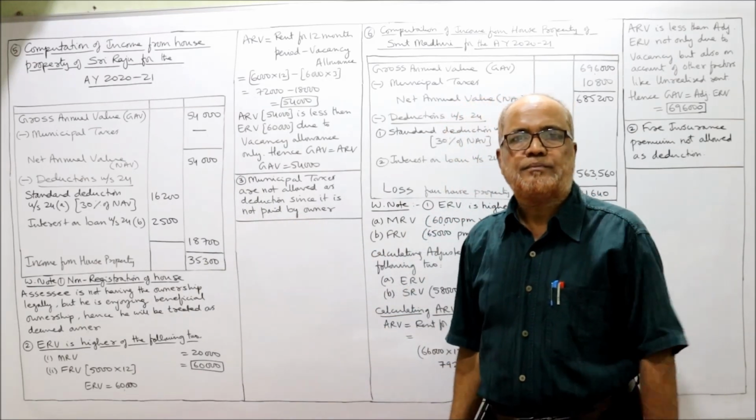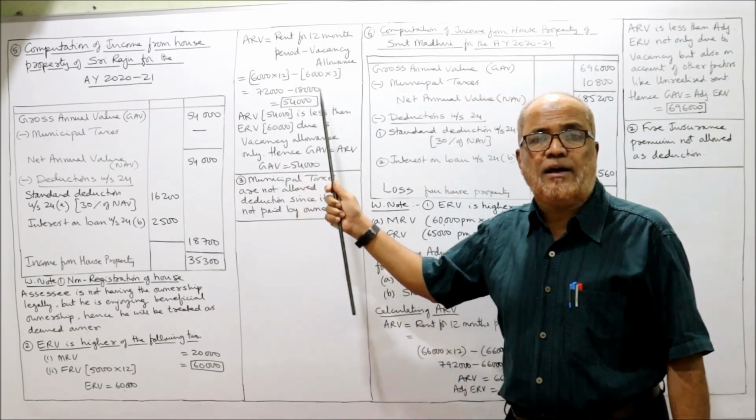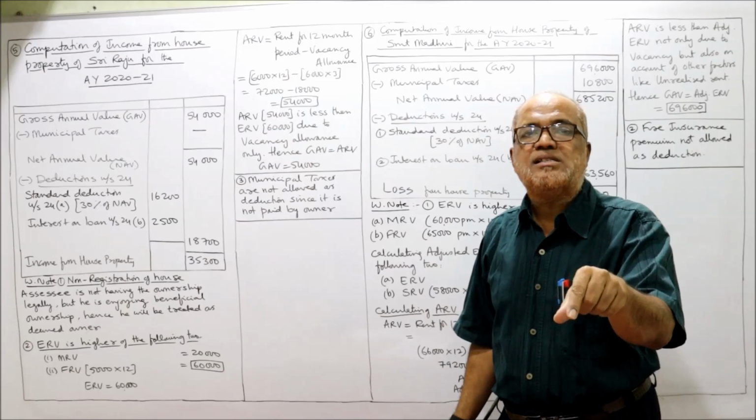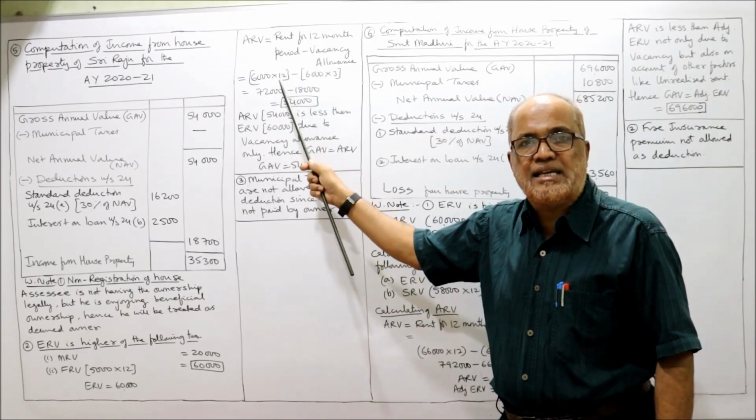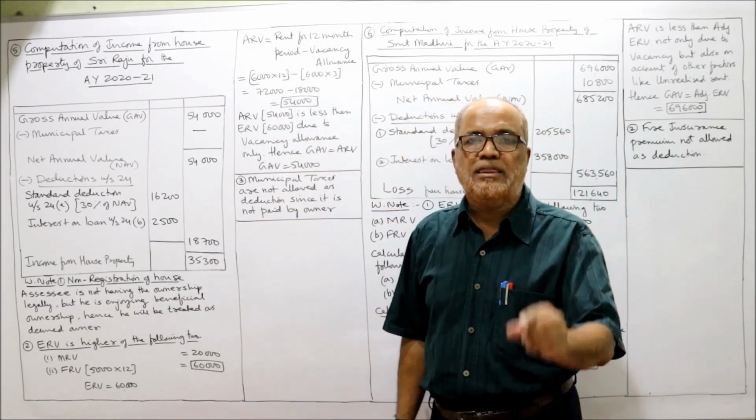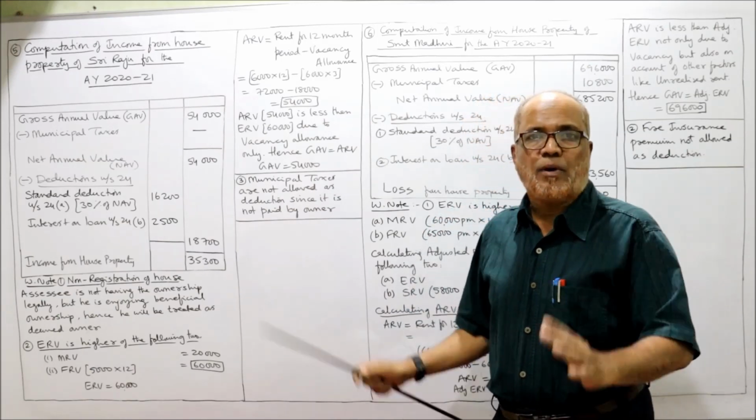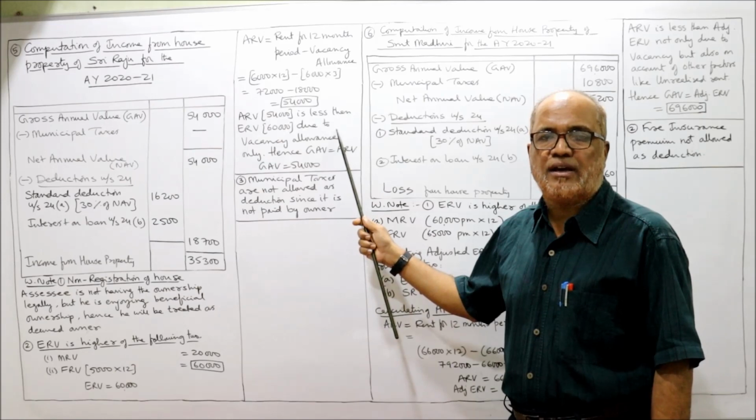That's it. The only new point is here, vacancy allowance. On account of vacancy allowance, if ARV is less than ERV, in that case ARV is the GAV. That is the provision. New point. First time we are coming across.